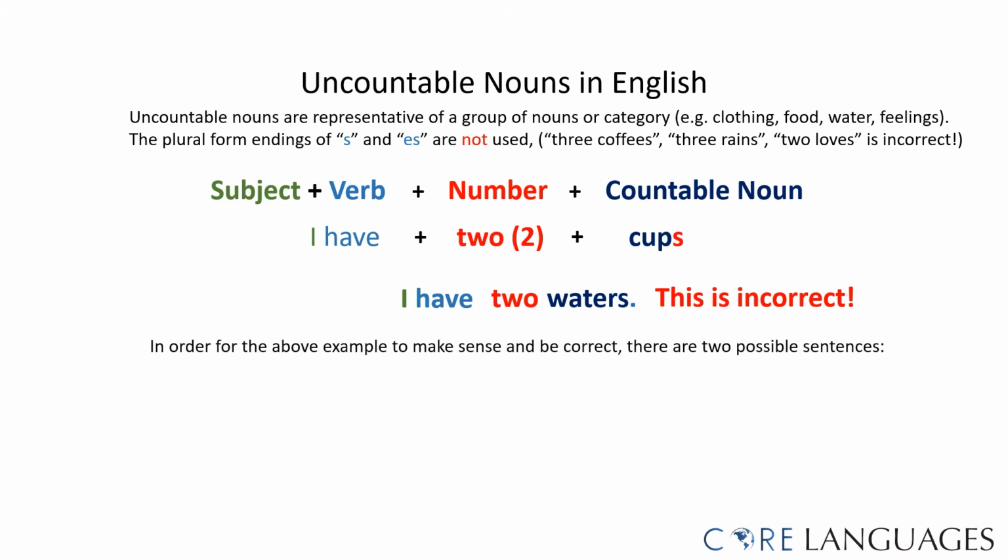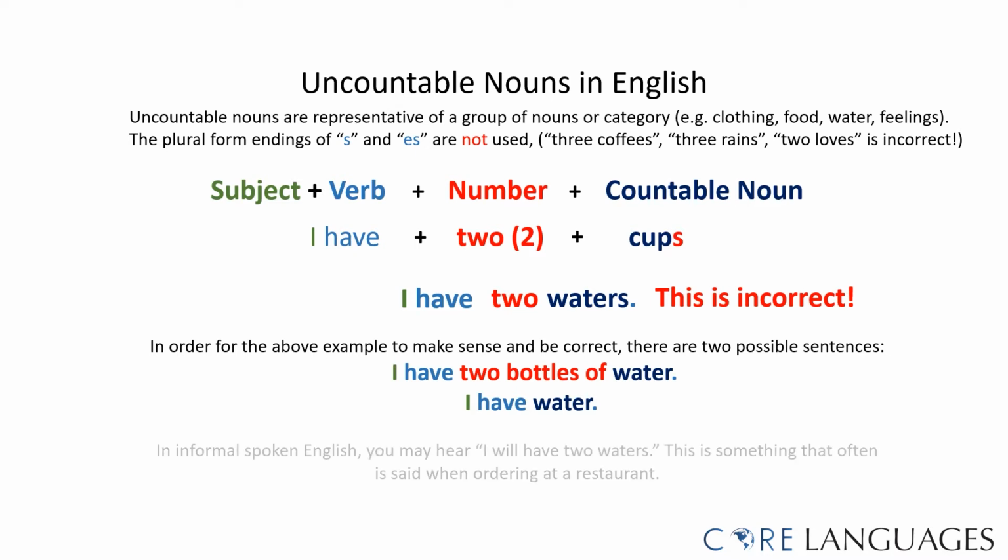If we wanted to make a sentence expressing that we have 2 quantities of water, there are 2 different possibilities. We could say, I have 2 bottles of water, or 2 cups of water, or I have water. It is important to note that in informal spoken English, you may hear a sentence such as, I will have 2 waters, or I will have 3 coffees.